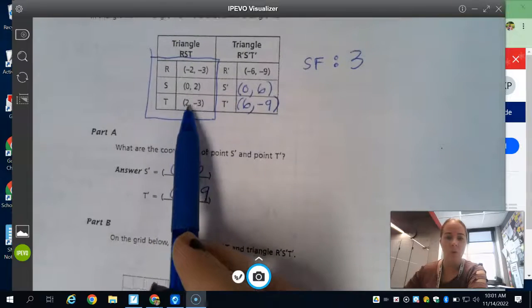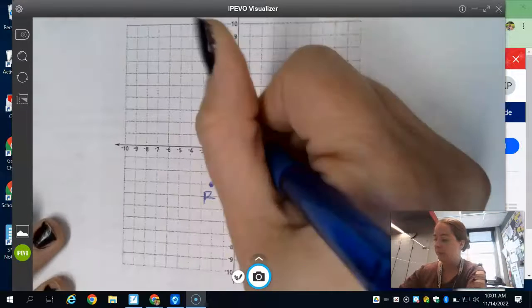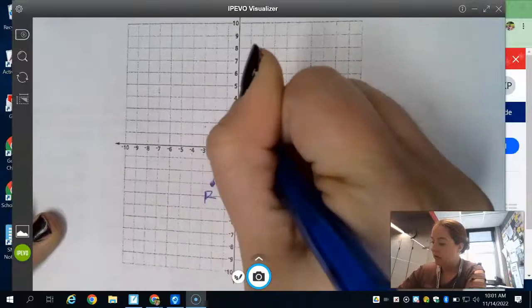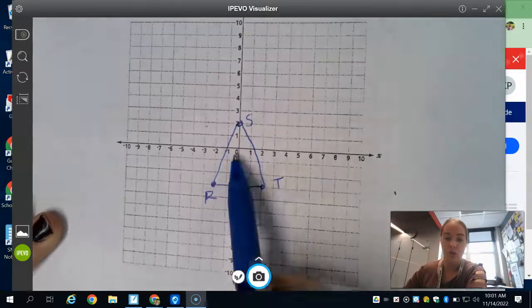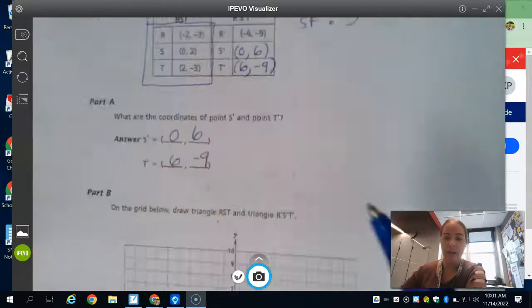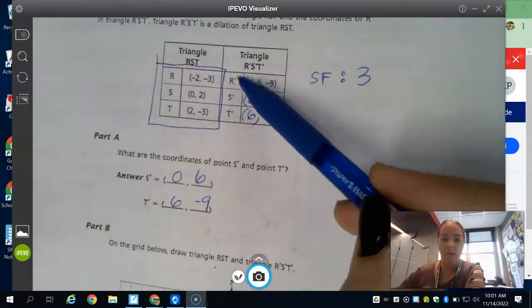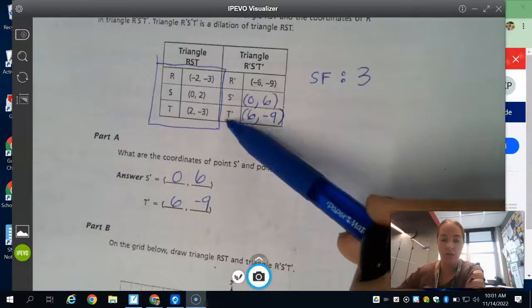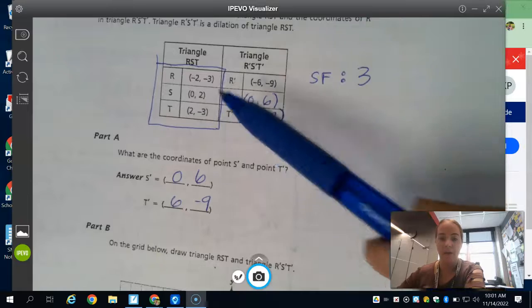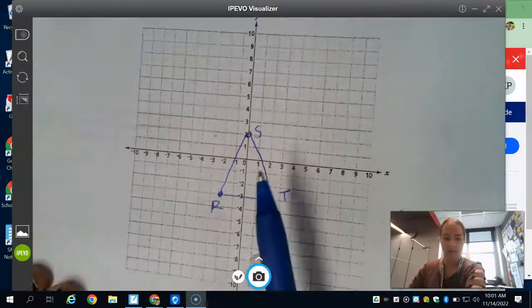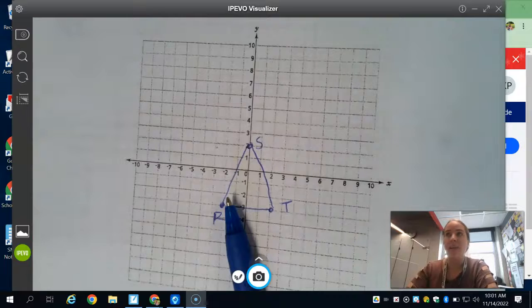And then T, you're going to go over 2, down 3. And there's T. So your first triangle, your original one, would look like this. Then you're going to plot these 3 points and label them R with your dash, S with your dash, and T with your dash, meaning R prime, S prime, and T prime to make your new triangle here for your last step by yourself. Hopefully that helped explain it a little bit better.